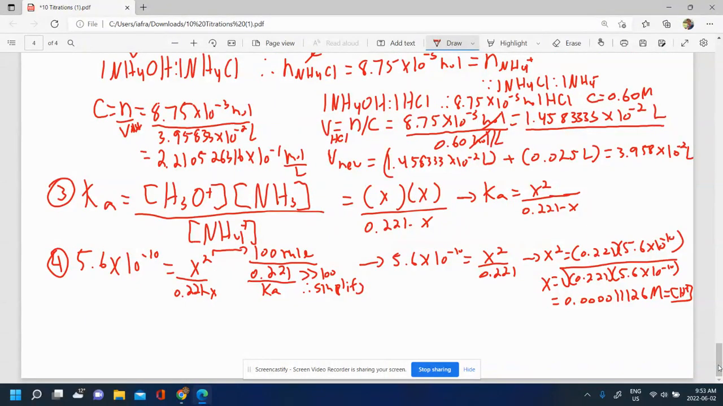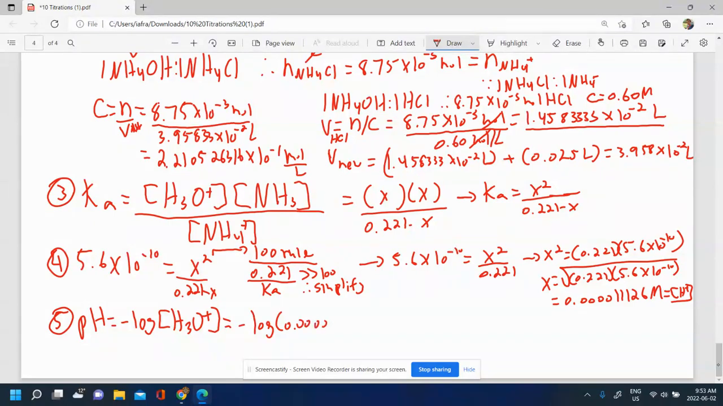So now our last step is just to find pH. We know pH is equal to the negative log of the concentration of the H plus or H3O plus, same thing, which is going to be the negative log of this 0.000011126 molar. So negative log of that gives us 4.953658142. So this over here is our pH.